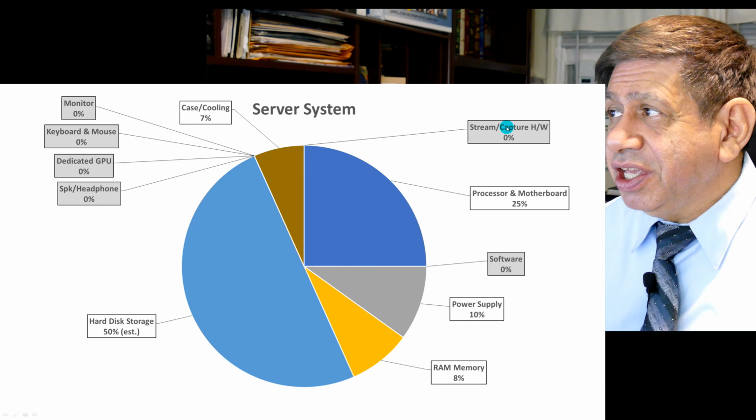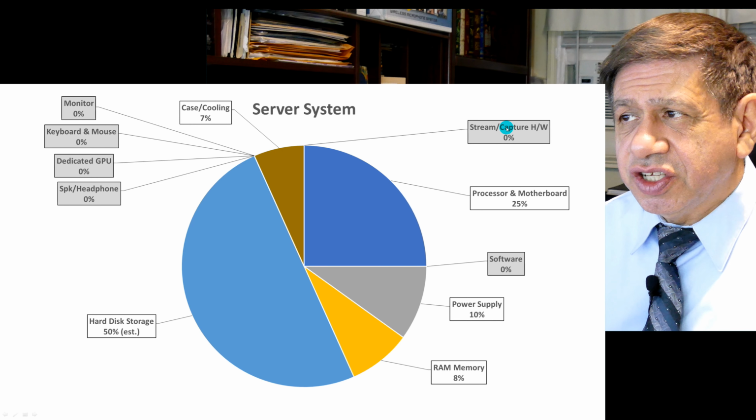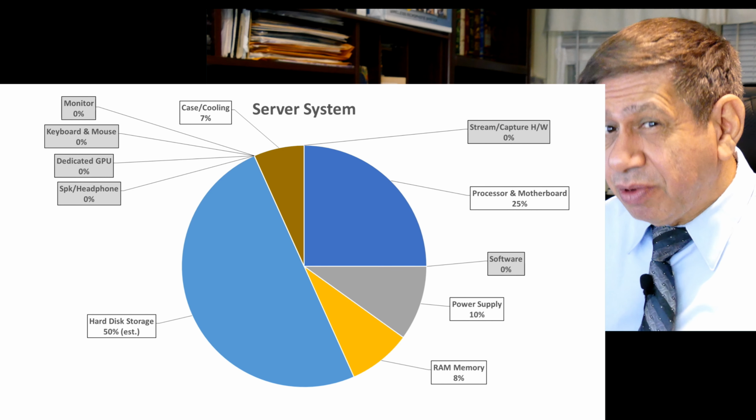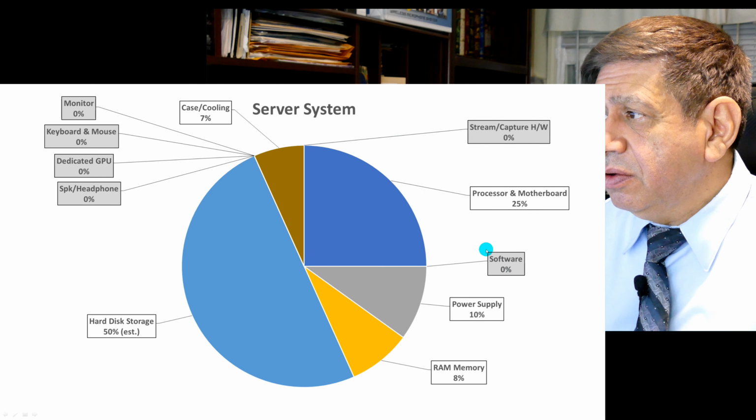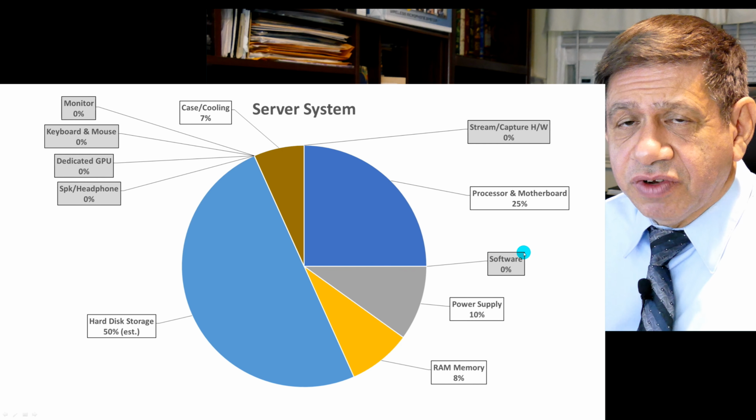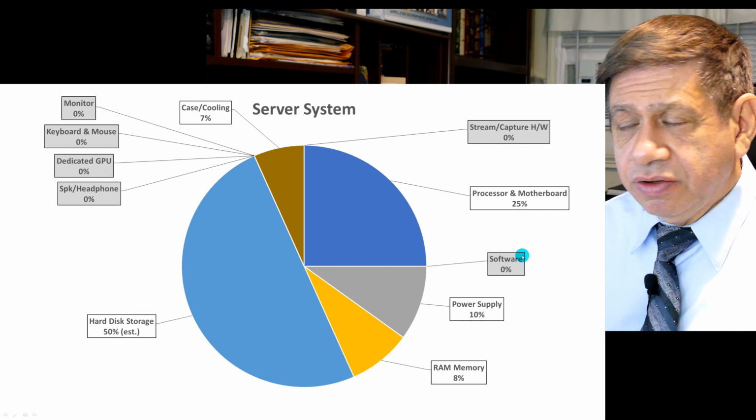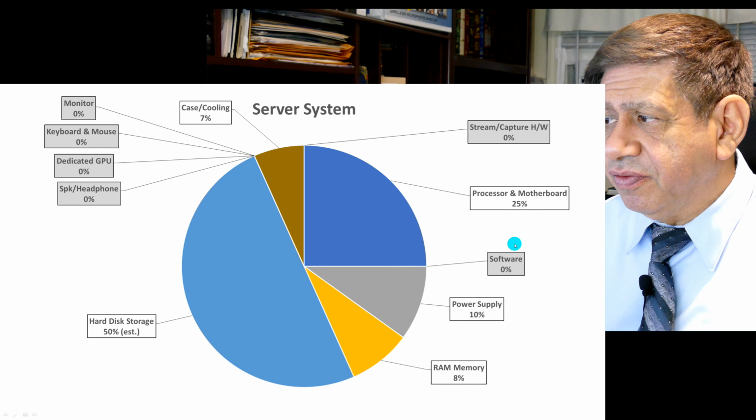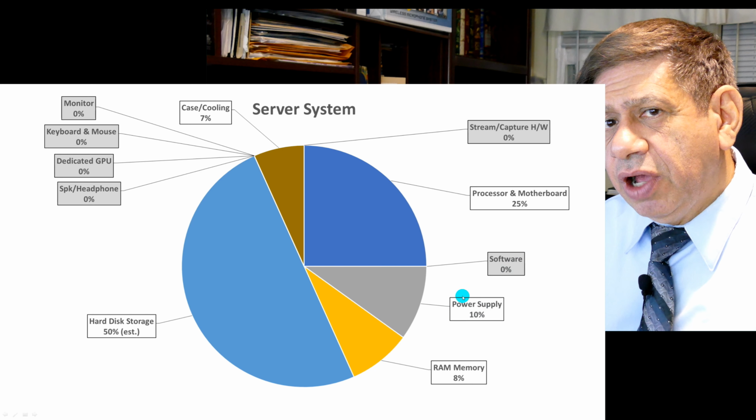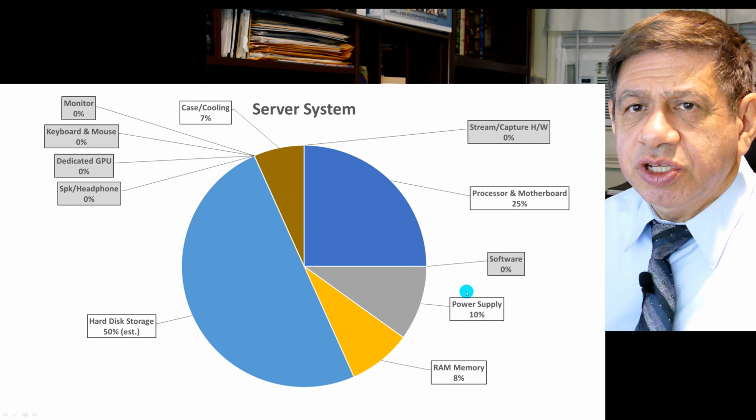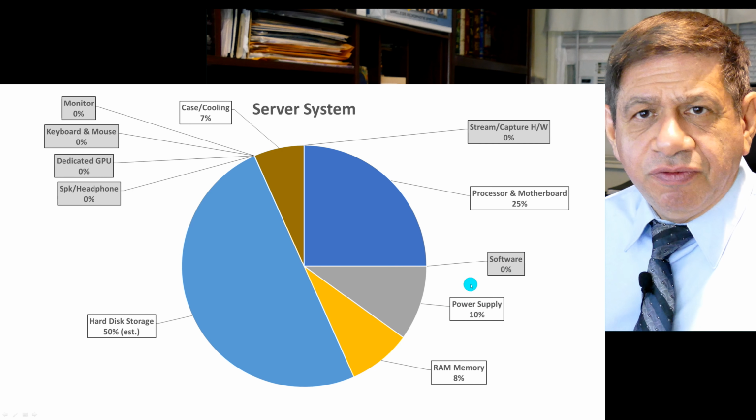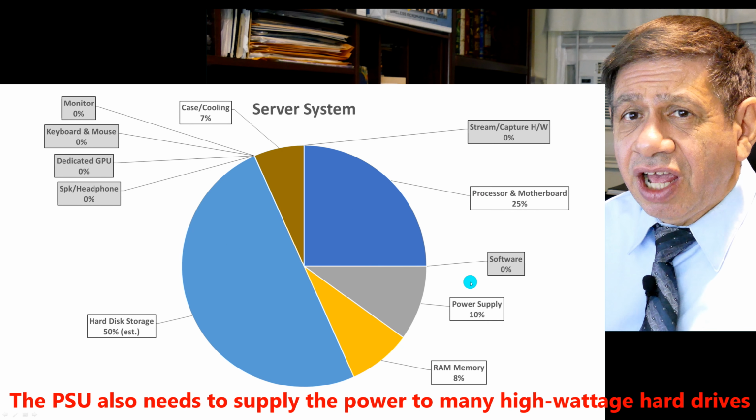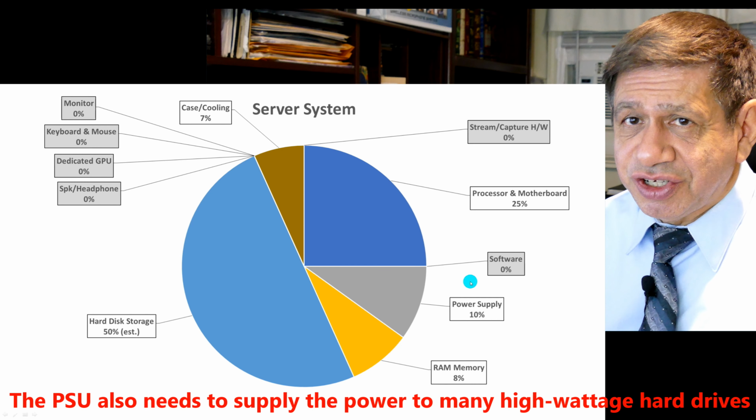You don't need streaming capture hardware generally, unless it's a special purpose, not just a regular disk server, but maybe an application server. Most of the software for a file server is free. You can download several different versions from different companies that'll supply that for you for free. The power supply is going to go up. You want to have a robust power supply because the thing is going to be on 24/7, 365 days a year. You want it to not be reaching its performance threshold, believe me.